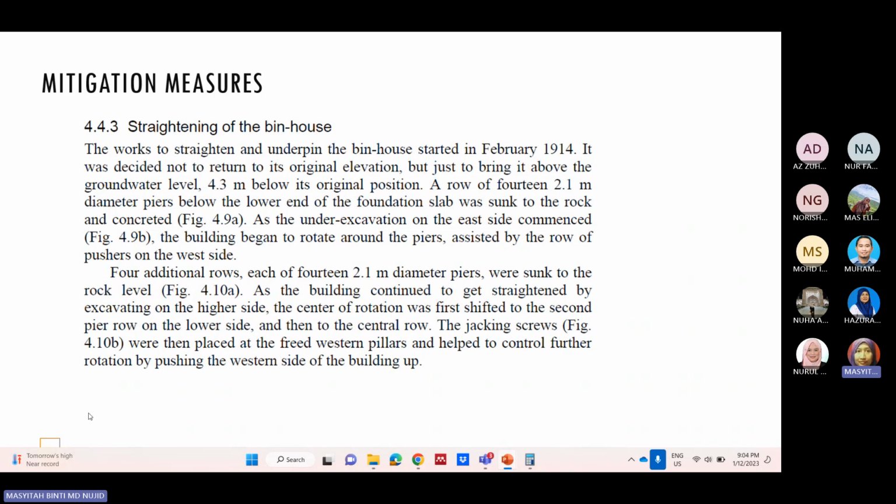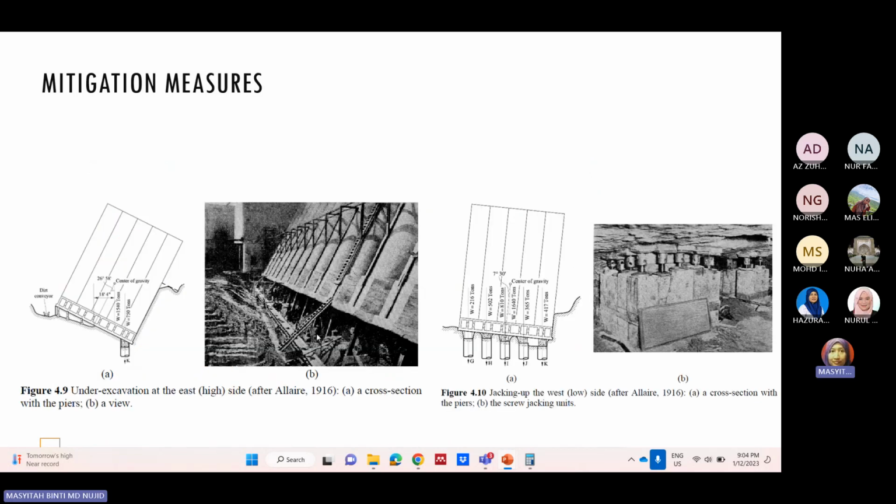All these statements were reported in the case study and presented again accordingly, what they had carried out during the time. So these are pictures referring to the under excavation activity for repairing work, and also checking up on the west sides and the cross sections with the piers, the screw checking units.